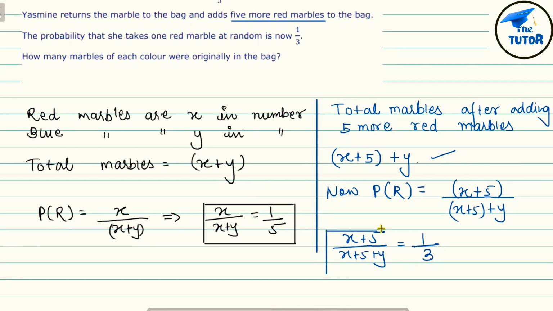Now you have two different equations. The first one is already figured out and this is the second one. You know very well that if you have two linear equations and you have to figure out the values of x and y, you will have to solve those two linear equations. So let's go and solve the equations.